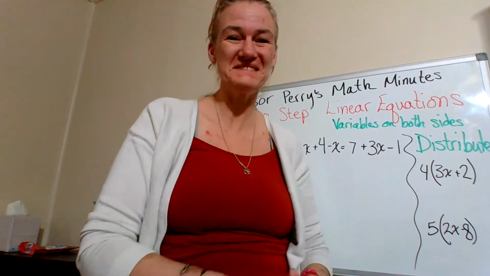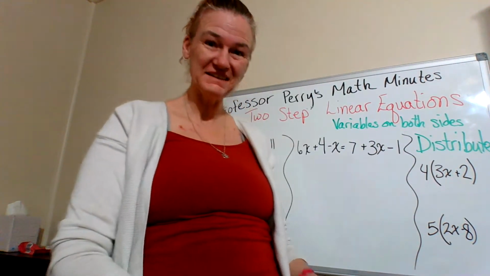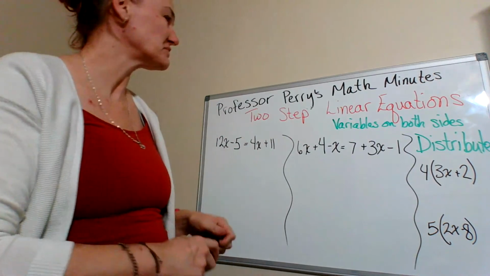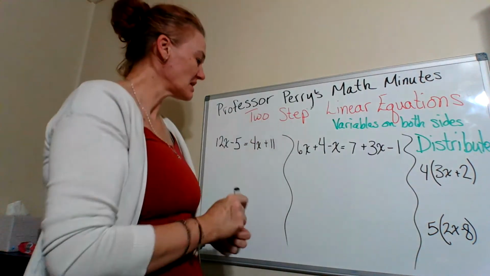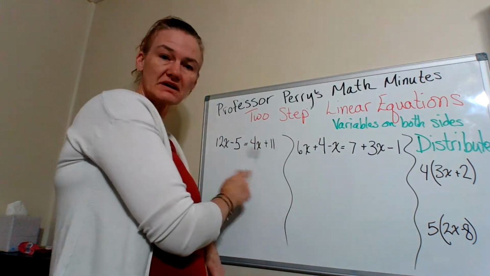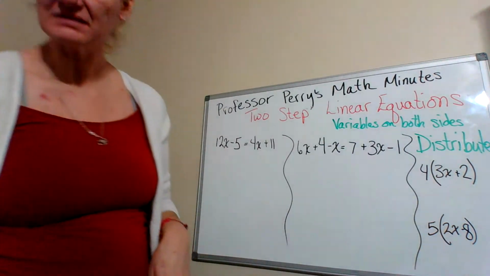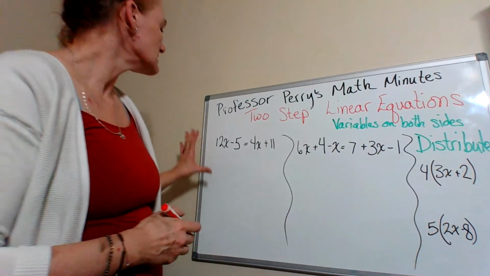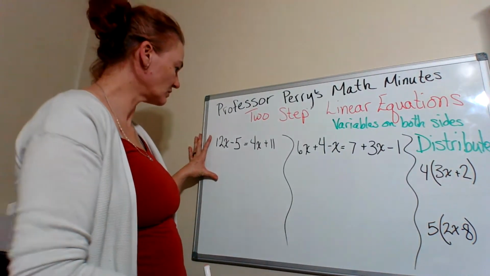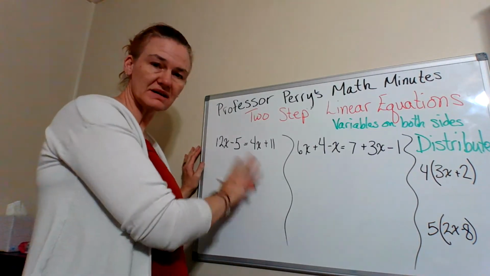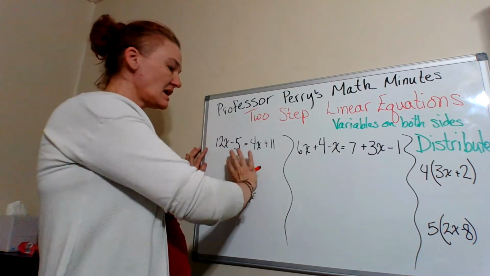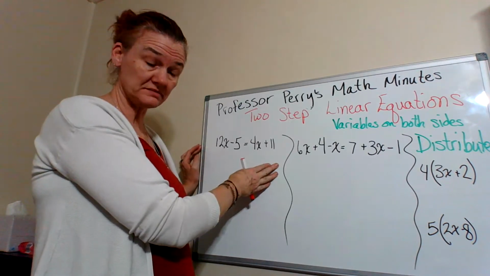Y'all, this is Misty Perry again with my linear equations. These are still two-step, but they have the variable on both sides this time. So you're going to need to combine all the x's onto one side and the numbers onto the other side.